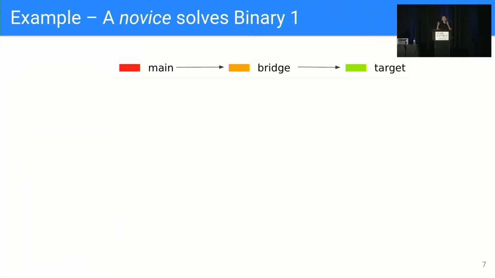Okay, now I will try to give you an idea of how our data look. I will try to do this by showing you how a novice tried to solve the first binary. The first binary is composed of several functions, but just 3 of them are useful. The main function, that we'll call the bridge function, in turn calls the target function. The target function is the one that contains the code that will invoke the API call in order to print the success string.